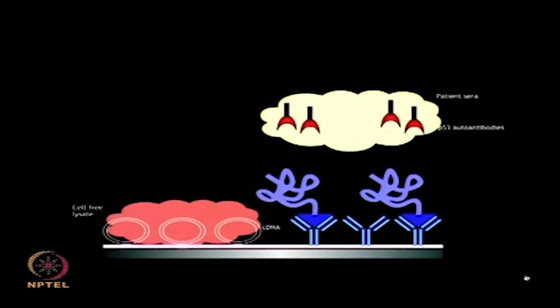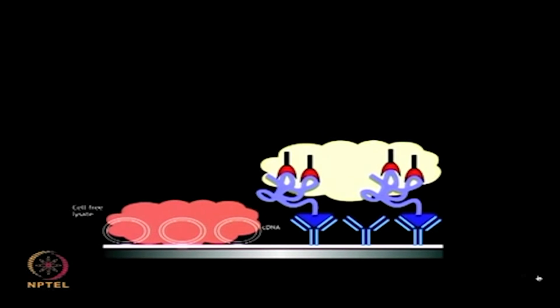As you can see, in the NAPA chemistry, cDNA, BS3, BSA and capture antibody, these 4 features are printed on the chip surface as a master mix. After addition of the cell-free lysate, proteins are expressed, which can then be probed with the diluted sera of breast cancer patients which contain p53 autoantibodies.